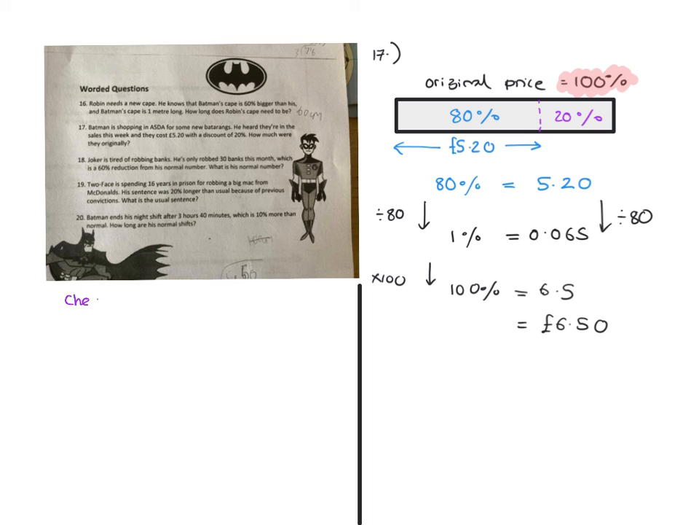Again, we can check this if we take £6.50 and we work out 20%. So 20% of £6.50, well, you can just divide by 5 to get 20%, and that comes to £1.30. And if we then take £6.50, the original price, and subtract £1.30 from that, we of course get the £5.20, which is the discount price.